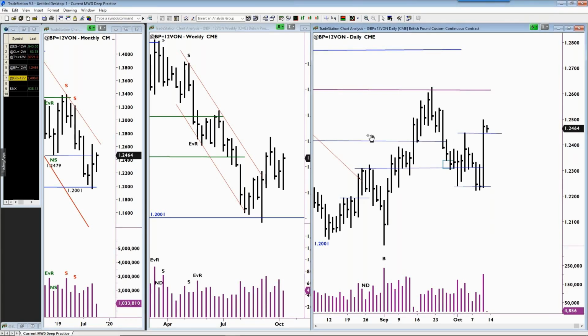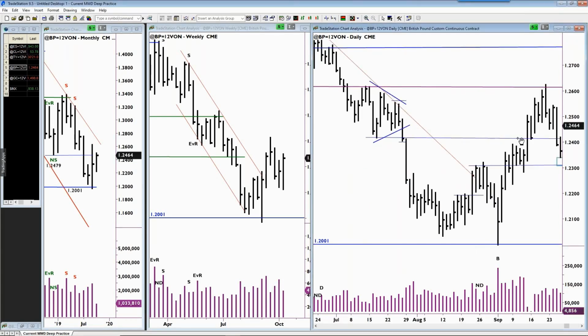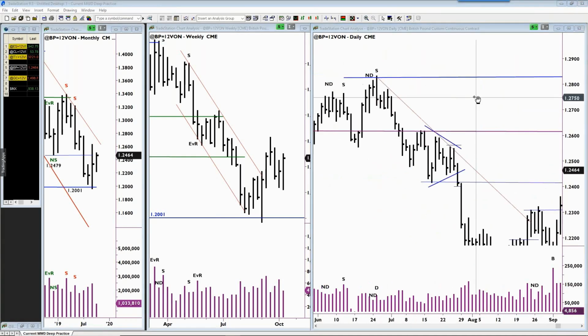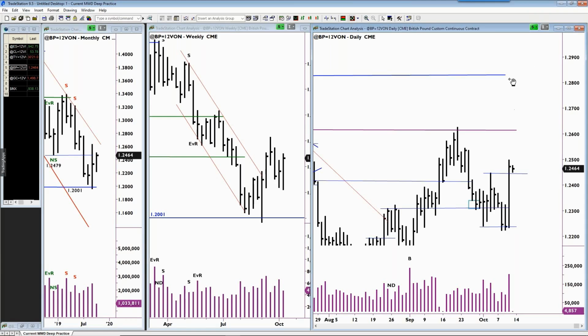Back into this line over here. And this should be up here. Yeah. So that's the blue line is really our target, back up to around 128. And then we'll see what happens from there.